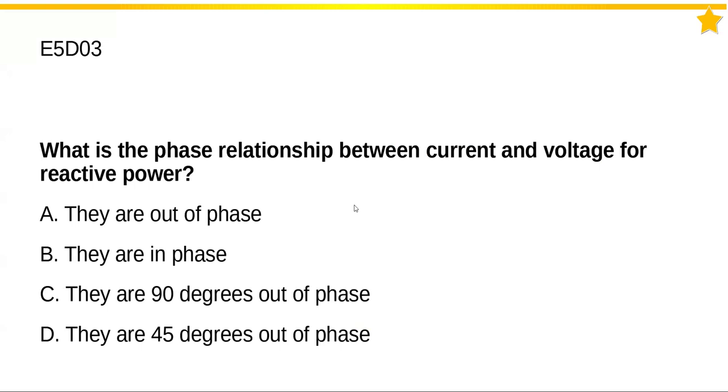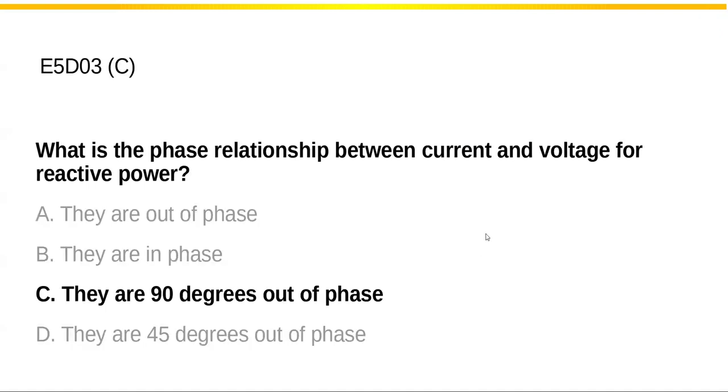So what's the phase relationship between current and voltage for reactive power? 90 degrees. 90 degrees out of phase.